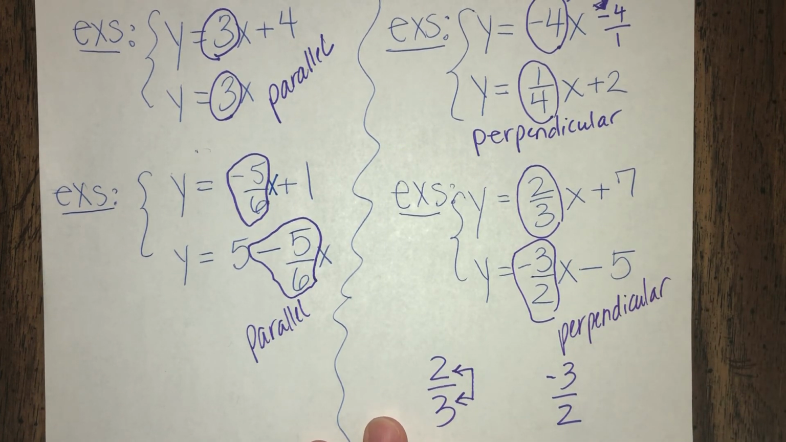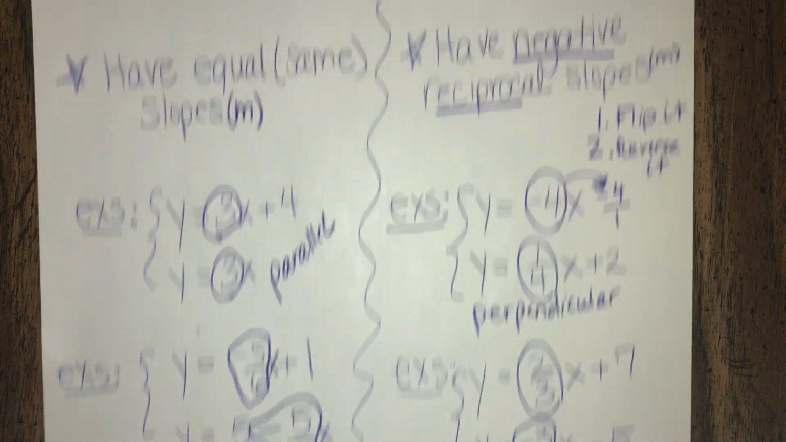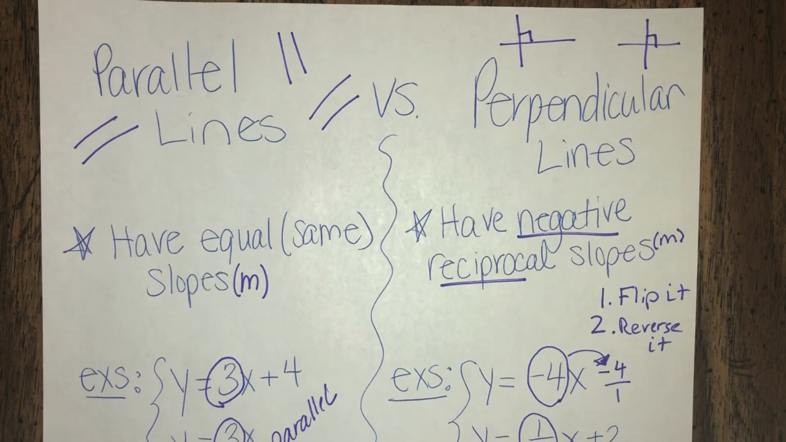In order for you to be able to complete this week's assignments, you must remember the 2 main features of parallel lines and perpendicular lines. Parallel lines always have the equal same slopes. Perpendicular will have negative reciprocal slopes. Flip it and reverse it.